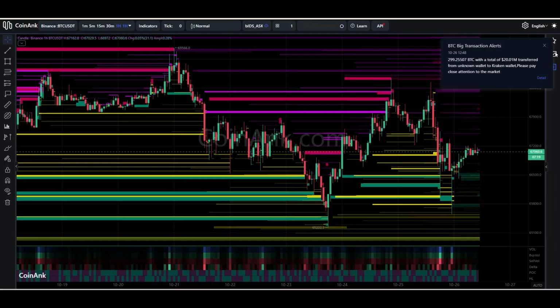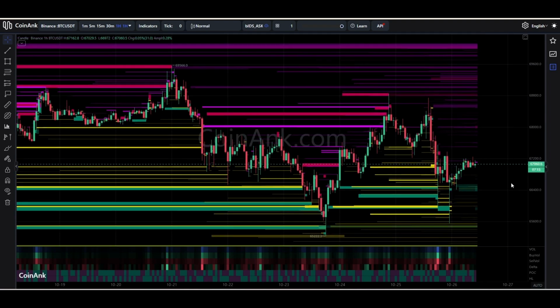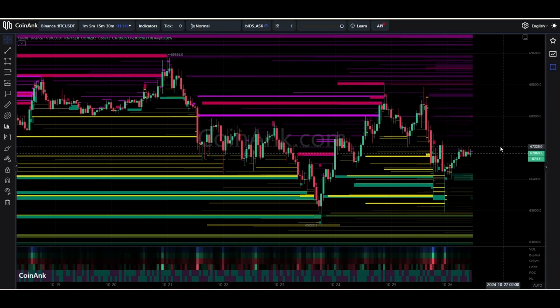So we also have CoinAnk. I think most of you know CoinAnk. I made also a separate video about how to use CoinAnk and what indicators to use. So the most important one for me right here is this symbol right here, the ruler in the circle, large limit order statistics. And then I usually use a 1 hour time frame, but it doesn't matter.